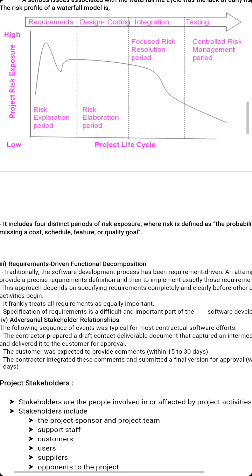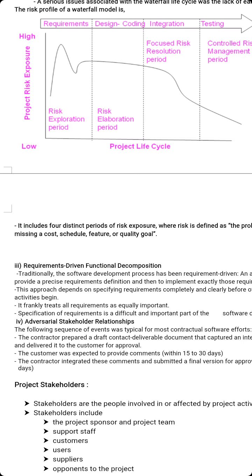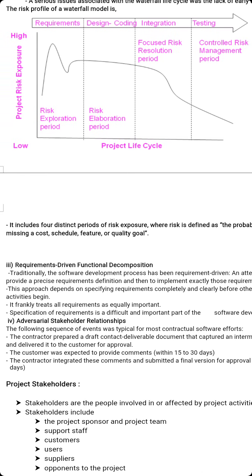So we have to take care of these risks whenever you are redesigning the process. The next thing we are having is requirements driven functional decomposition. What is this? The software development process has been requirements driven, in that an attempt was made to provide a requirements definition and then to implement exactly those requirements. This approach depends on specifying the requirements completely and unambiguously before other development activities begin. Whatever requirements you are taking should have some clarity.